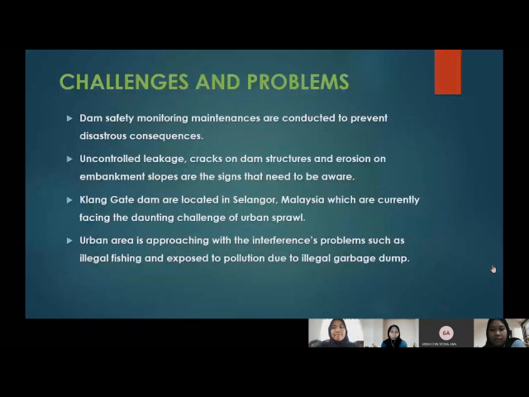Next, dam safety monitoring and maintenance are conducted to prevent disastrous consequences. The signs that need to be aware of are uncontrolled leakage, cracks on the dam structure, and erosion on the embankment slope. The Klongan Dam is located in Selangor, Malaysia, which is currently facing the daunting challenge of urban sprawl. Urban areas are approaching with interference problems such as illegal fishing and exposure to pollution due to illegal garbage dumps. Generally, most dams face different types of issues and challenges. Therefore, it is significant to conduct a study to reduce the risk faced by the dam.